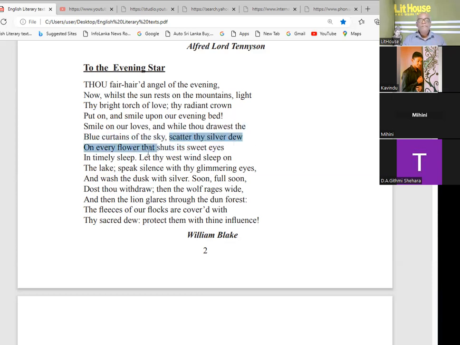Scatter thy silver dew on every flower. Listen to that. Scatter thy silver dew on every flower that shuts its sweet eyes in timely sleep. Let thy west wind sleep on the lake. One chunk, one part.